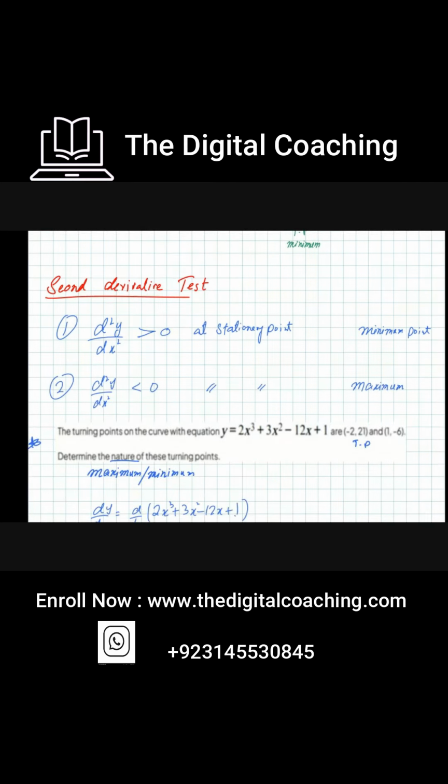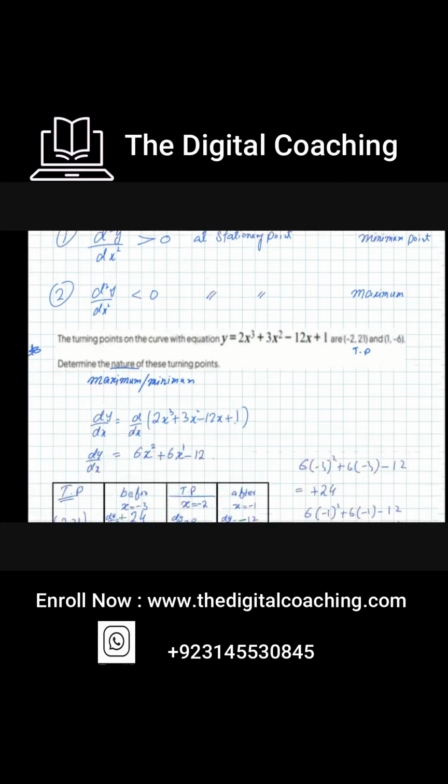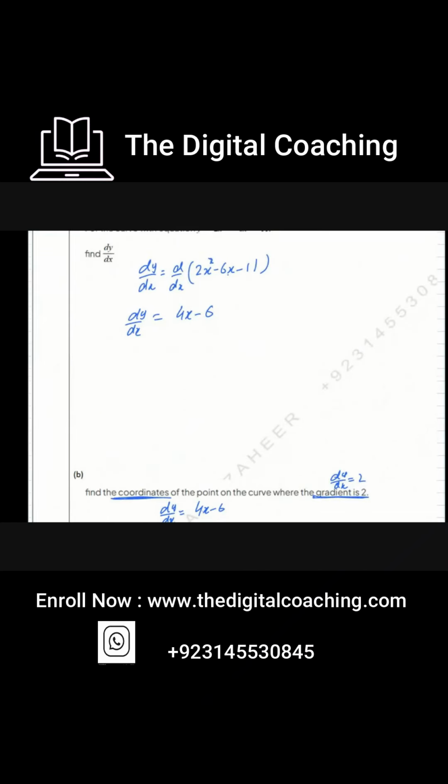We have done the second derivative test. If you want to check whether the stationary point you have found is a maximum point or minimum point, you have to take the second derivative. If the second derivative is greater than 0 at the stationary point, we say that it is a minimum point. If it is less than 0, it means that it is a maximum point. Then we will do the examples, so let's start the practice.